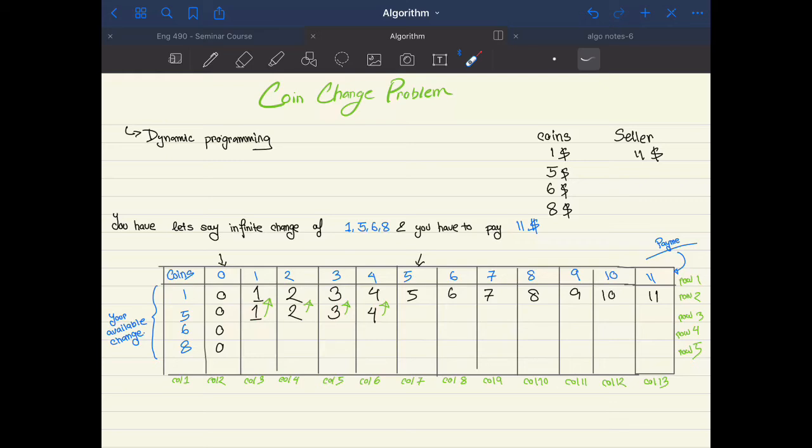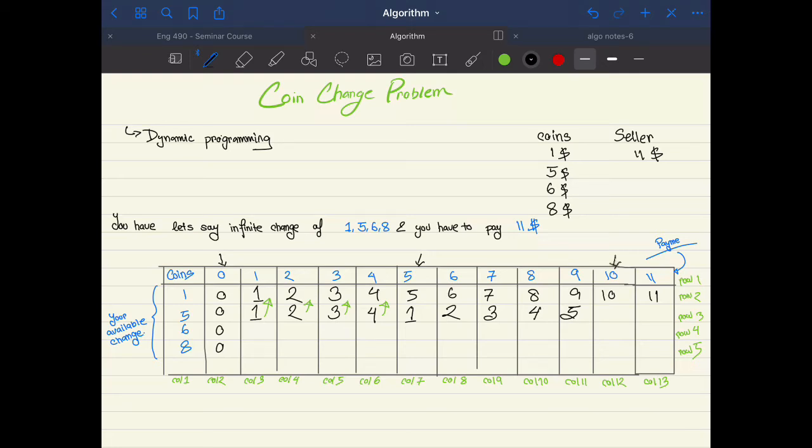So 0 plus 1, that would be 1. Similarly for 6, as I said, 5 steps to the left plus 1. So that would be 1, 2, 3, 4, 5, and 2. For 7, that would be 3, and 8, that would be 4. For 9, that would be 5.